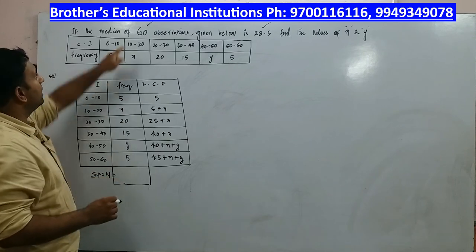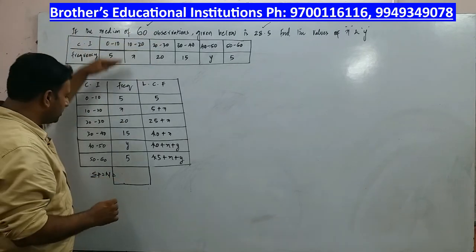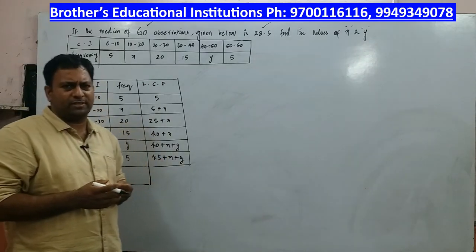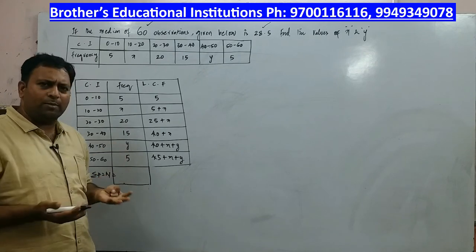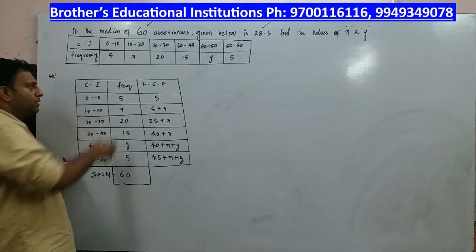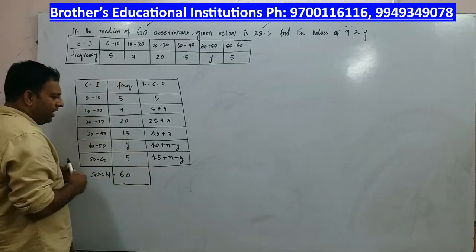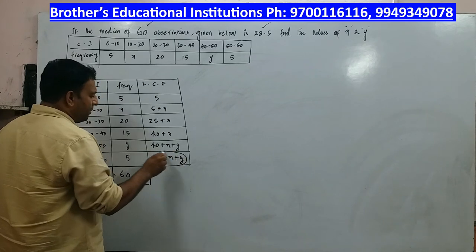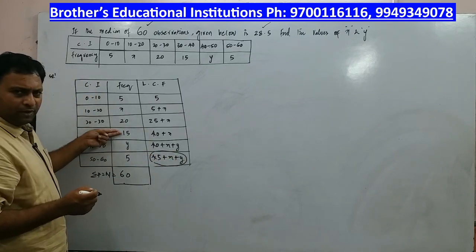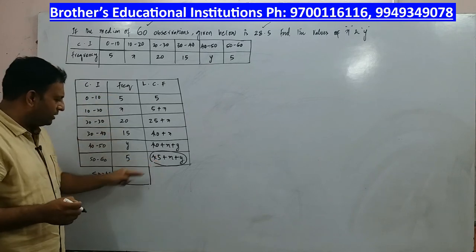But what is the total frequency given to you? He told that the median of 60 observations. The sum of all frequencies is called the number of observations. And what is the number of observations given to you? 60. So this entire total sum is 60, but when you add up these things consecutively, that sum is equal to what? 5 plus 15, 20 plus 20, 40 plus 5, 45 plus x plus y is equal to 60.